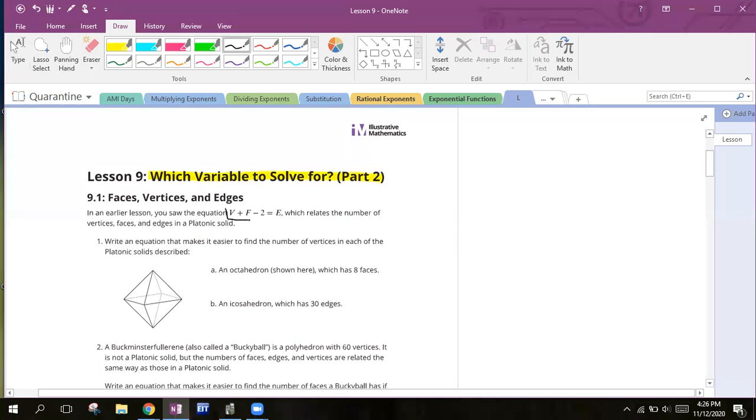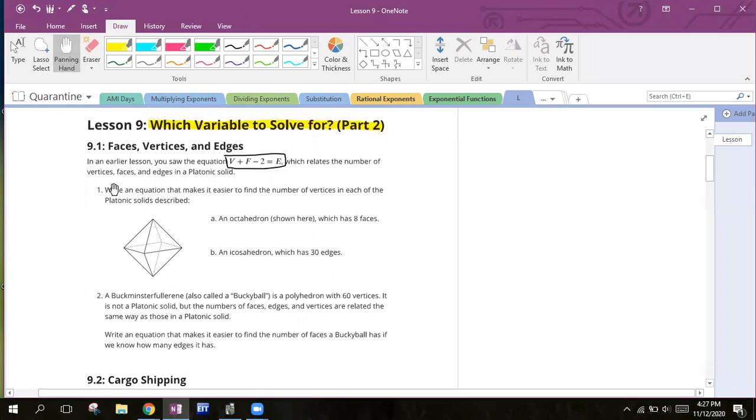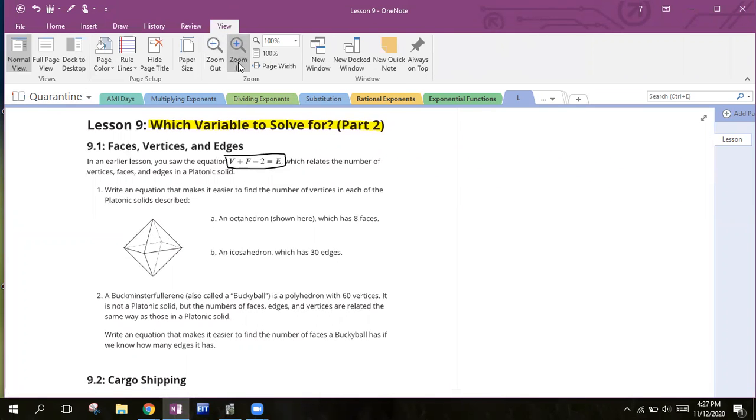The V plus F minus 2 equals E, which stands for vertices plus faces minus 2 equals edges, which relates vertices, faces, and edges in platonic solids. Okay, so here's a little example of a platonic solid down here. So what it wants you to do, it says, let me zoom in a little bit so you can see this.